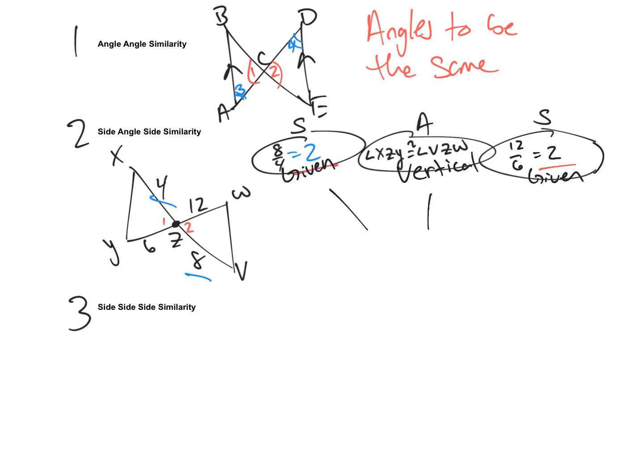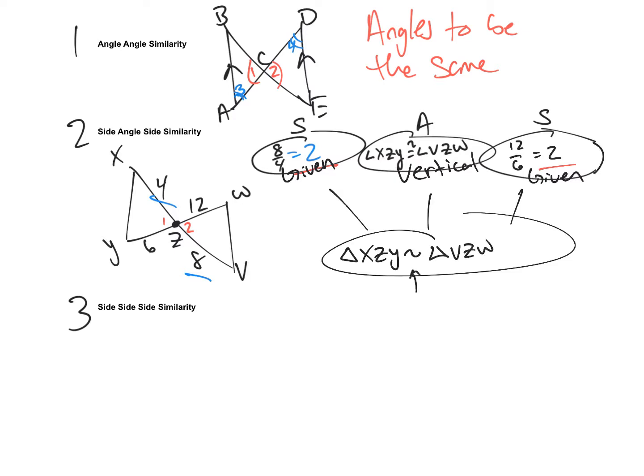So then we can finally make a conclusion. And our triangle similarity condition here is that triangle XZY is similar to triangle VZW. And again, notice this similarity symbol, just like a nice little squiggle. And we know this by side-angle-side similarity. So again, I could have done that up top too, just saving some time here. But that's what a flow chart looks like for this chapter.